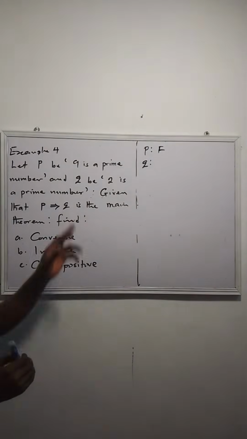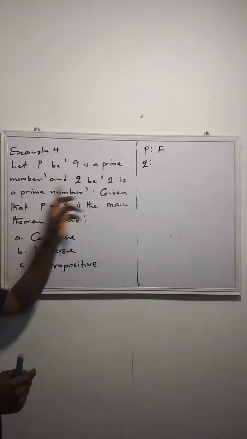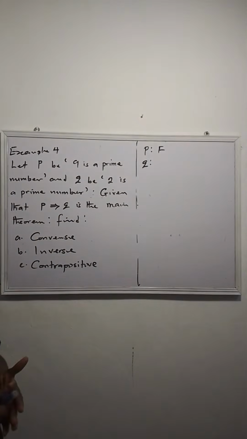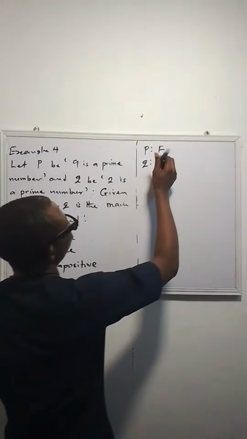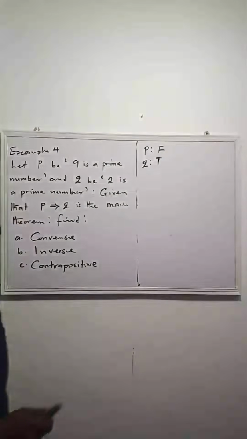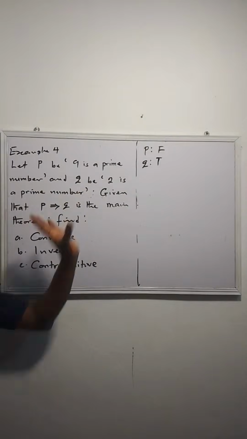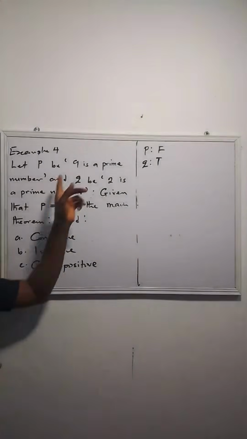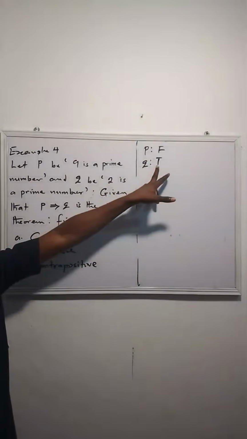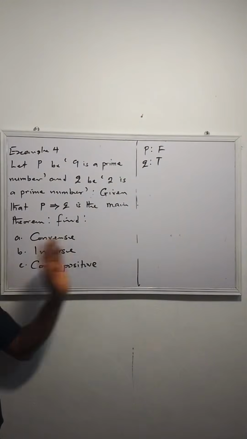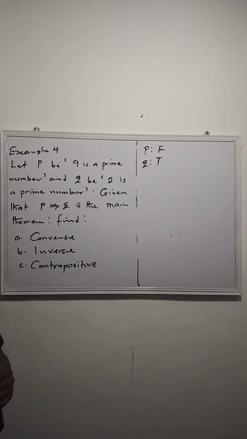And let Q be the statement: 2 is a prime number. Yes, 2 is a prime number, so we have true. This is the first thing we must do correctly, so we must put emphasis on this. Make sure you are correct, because once this is wrong, everything you do here will likely be wrong. So check and be sure that what we have there is correct.